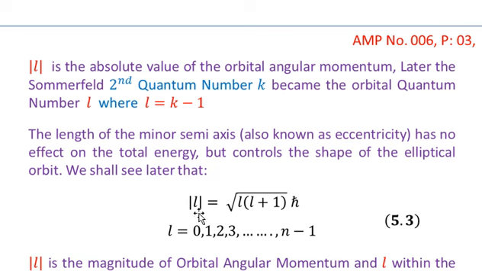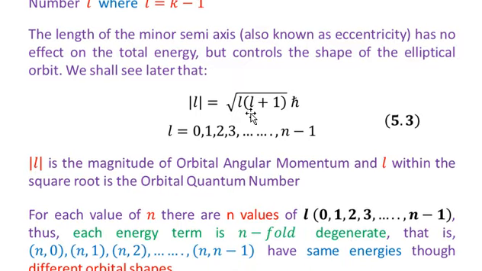We shall see later that the magnitude of L is equal to the square root of L into L plus 1, times h bar outside the square root, where on the left hand side the mod of L is the magnitude of the orbital angular momentum of the atom, whereas small l on the right hand side under the square root is the orbital quantum number. So you must distinguish these quantities. That is, the L mod on the left hand side represents the absolute value of the orbital angular momentum, whereas L on the right hand side is simply the orbital quantum number.